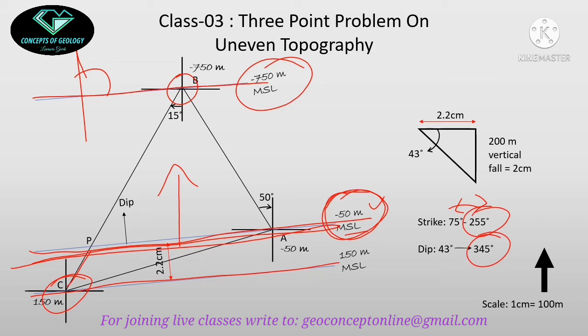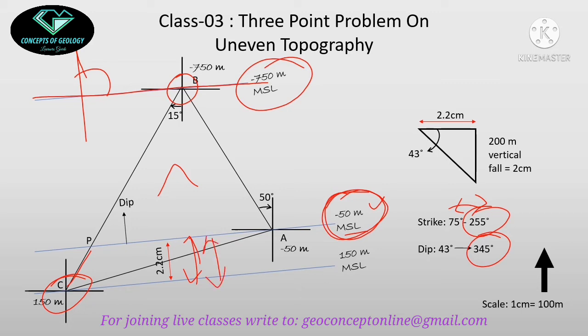To find out the value of the dip, we need to measure this perpendicular distance between the two contour lines. So measure it with your scale. It will be almost 2.2 centimeter. Draw a 2.2 centimeter horizontal line. And what is the depth fall between these two contour lines? It is here minus 50 and it is here positive 150. So the vertical gap between them is 200 meter. Fine. So I will draw a 200 meter line according to my map scale here.